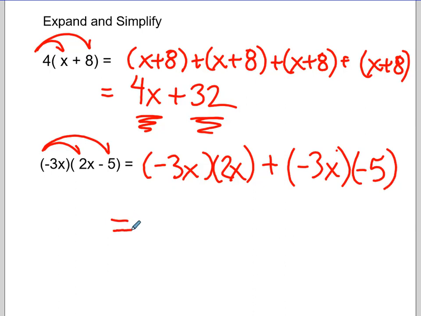And then I'm going to multiply these out. Now this is multiplication of x's. This is not adding of x's, so this is different than the first question. So multiplication of x's is where I get an x squared. So negative 3 times 2 is negative 6. X times x is x squared. Over here I'm going to have negative 3 times negative 5, that's positive 15, and x times, there's no other x's, so it just stays an x, and there's my answer.